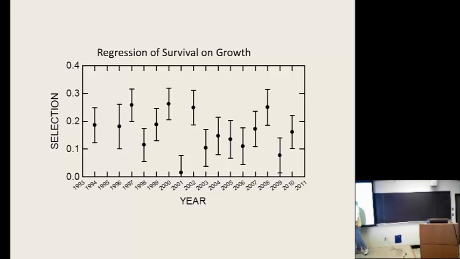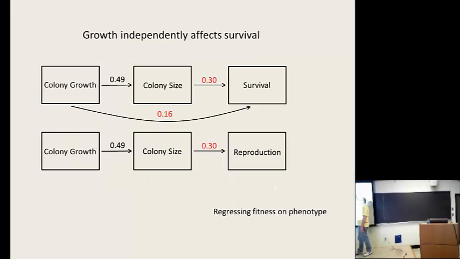And so we end up with these as selection coefficients with their 95% confidence limits. Keeping in mind that these measures of growth are independent of size. And you can see the conclusion. In most years, the colonies that grow faster also are those that are going to survive better, independent of size. Not always, which is actually sort of reassuring in some ways. That means that colony growth has an effect on survival that's independent of colony size.